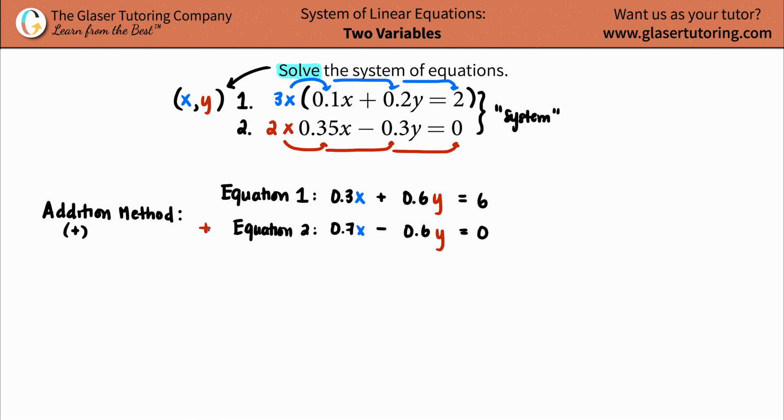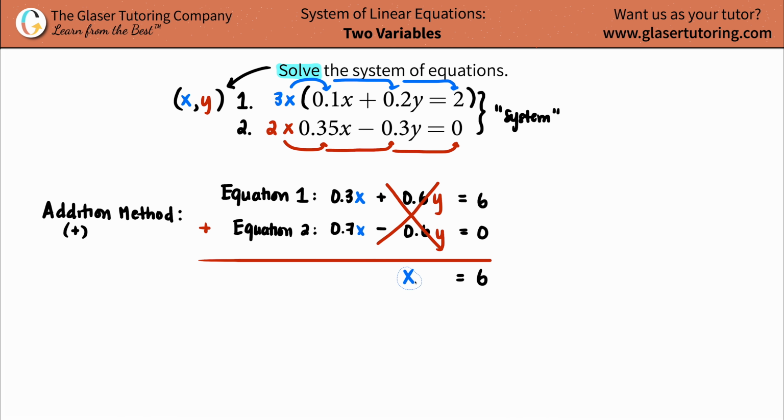So in this case, we're going to be adding these two together. And always work with your 3 sets at a time. You've got to add all 3 of these up. So let's see. 0.3 plus 0.7, that's just 1. So that would just be an x value. Now in this case, positive 0.6 minus 0.6, this goes bye-bye. How easy is that? And then on the other side, 6 plus 0 is 6.